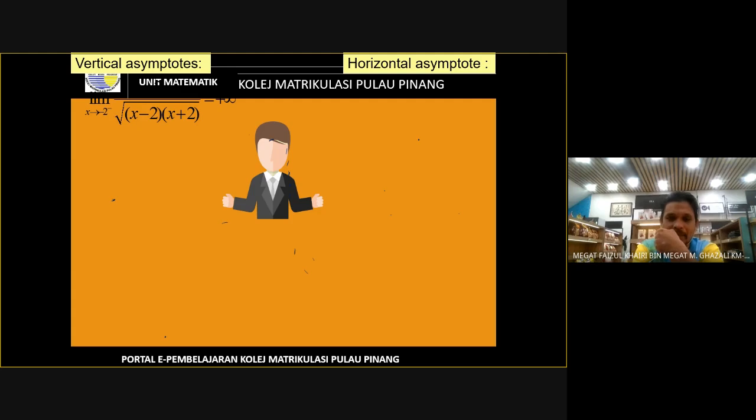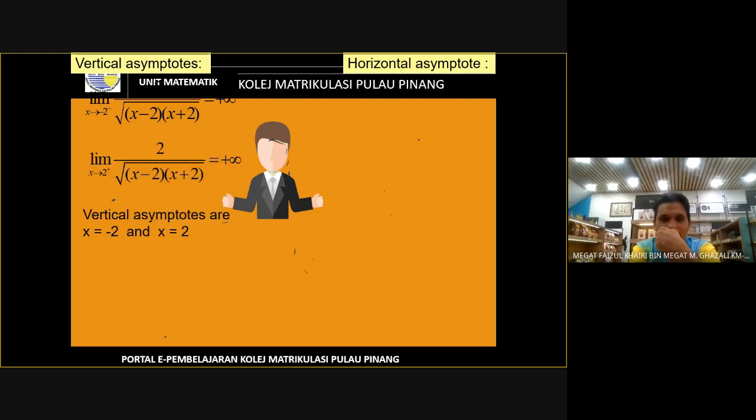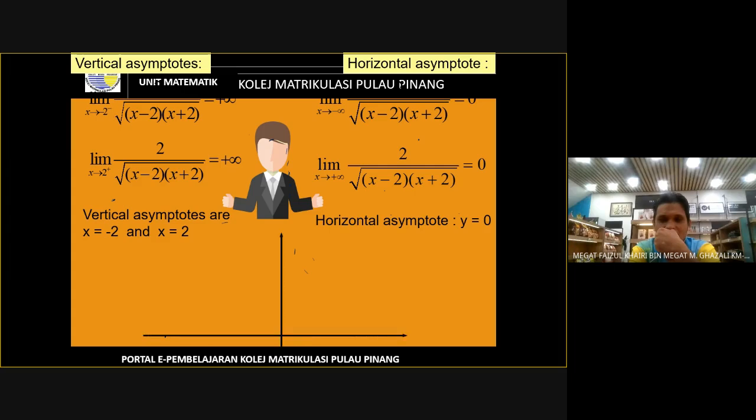Okay, positive, the vertical asymptote. Okay, for this one, horizontal asymptote equal to 0. That's it. So that is the one.